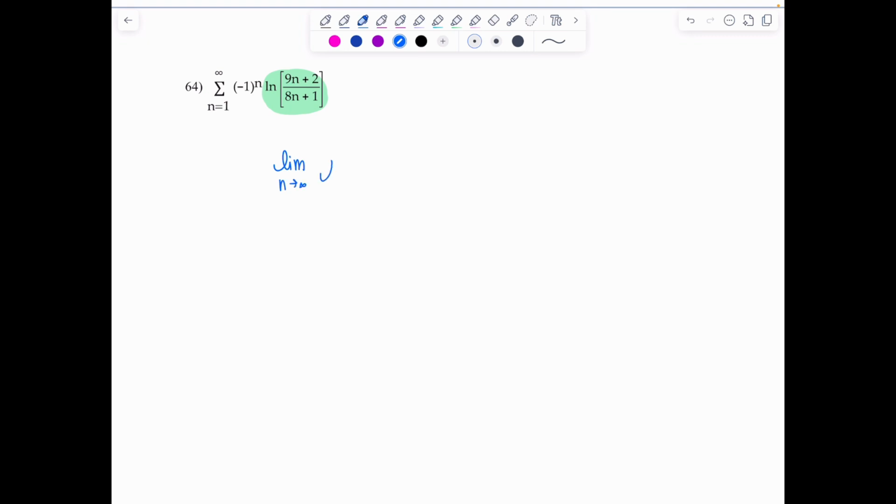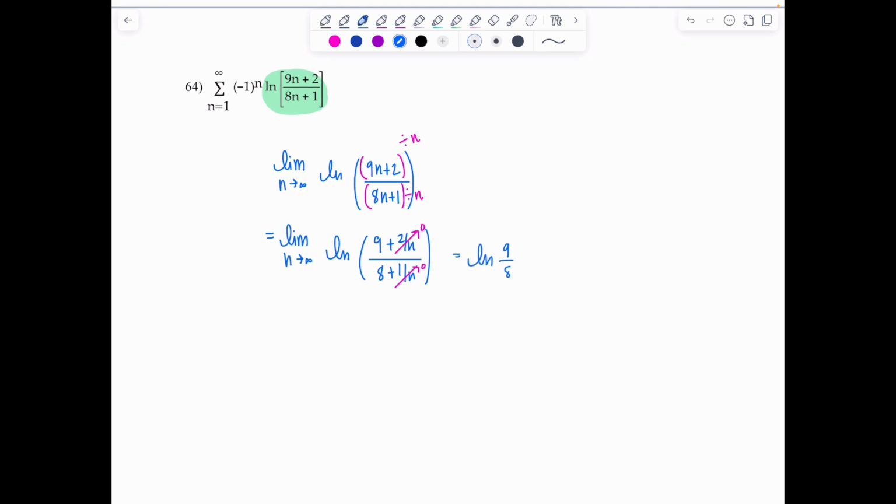The limit as n goes to infinity of the natural log of (9n plus 2) over (8n plus 1). If you want, divide everybody by n, or maybe you can just tell by looking. So the limit as n goes to infinity of the natural log of (9 plus 2 over n) over (8 plus 1 over n). These guys go to 0. This limit is ln 9/8, and that's not 0. So this would fail AST.